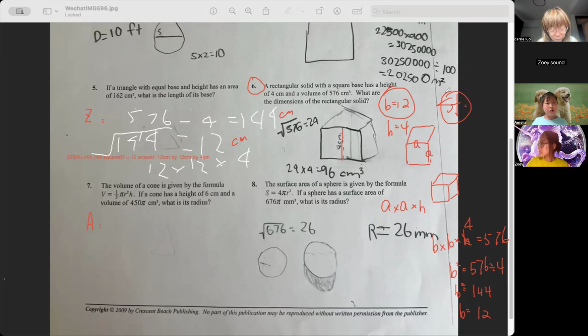Wait, what does volume mean? I'm done. What does volume mean? I'm not asking you the volume, Amelia. Listen to the class. I'm asking you to calculate number 6, the surface area. Okay.